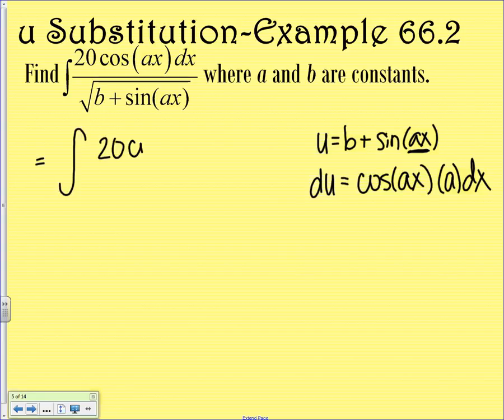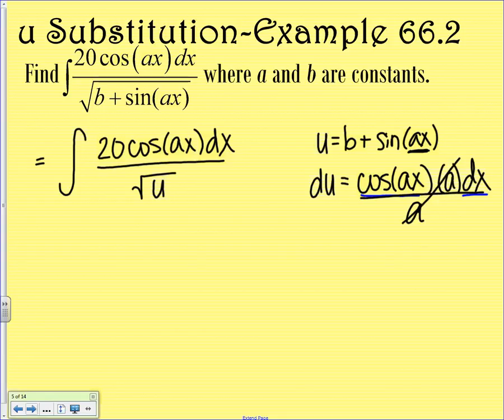So let's come over here, and we can go ahead and say the integration. We have 20 cosine of ax dx, and then instead of the square root of b plus sine of ax, we can say the square root of u, because that's what we replaced. So now somehow we want to get rid of this cosine ax dx. Well, if you look over here, we've got cosine ax and we've got a dx. The only thing that we need to get rid of is that a. So we can say 20, and then instead of the cosine ax dx, it is du over a. And then we have the square root of u.